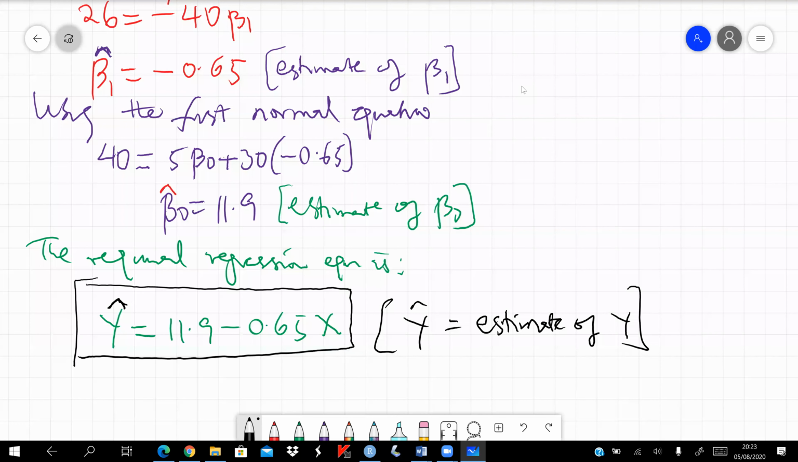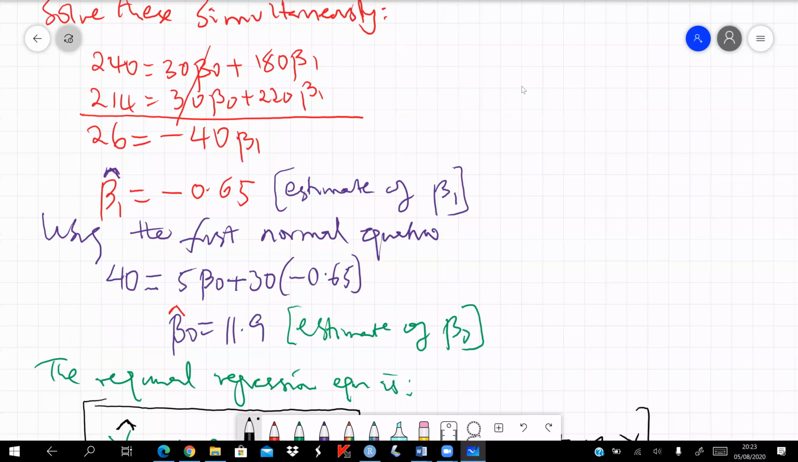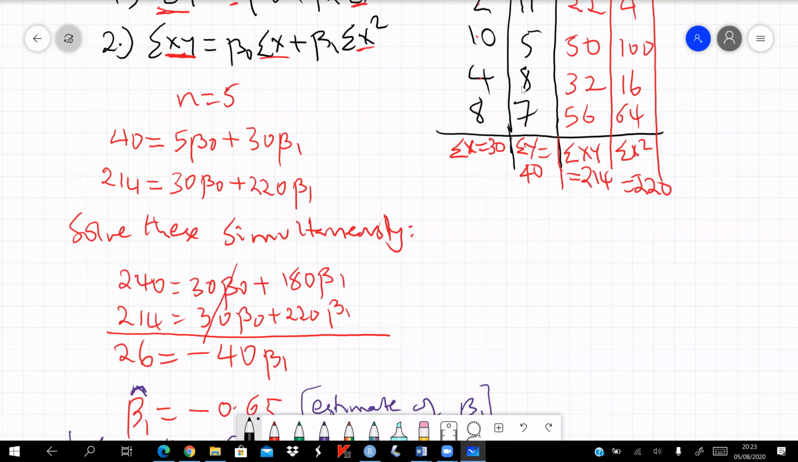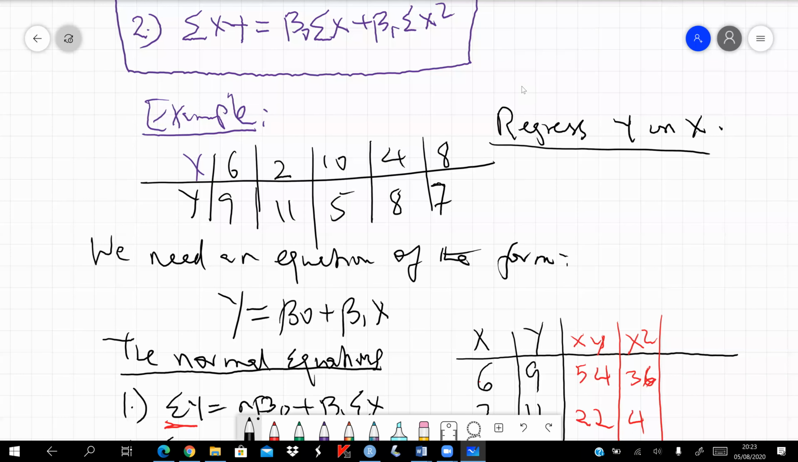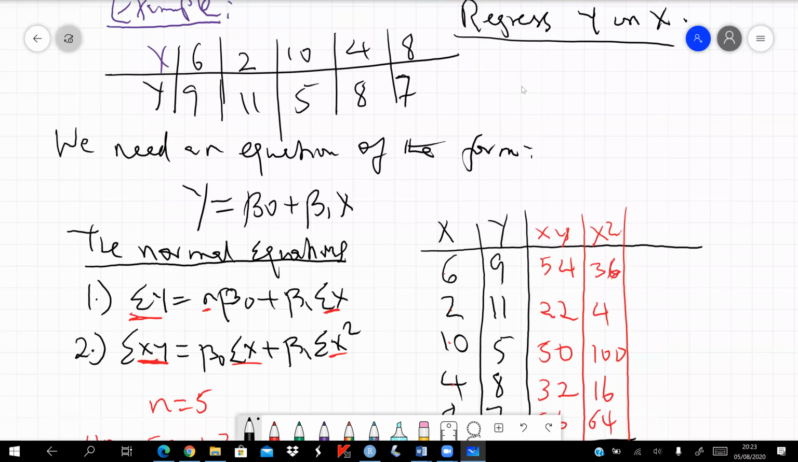So if you are given any values of x, you can make predictions. You can even make forecasting. So for instance, in the data, we were given some values of x. You may want to estimate the value of y when x is, let's say, 12. When x is 12, you can predict the value of y using that equation.